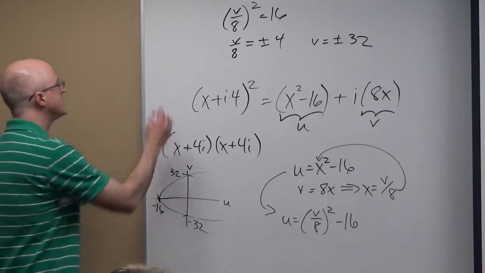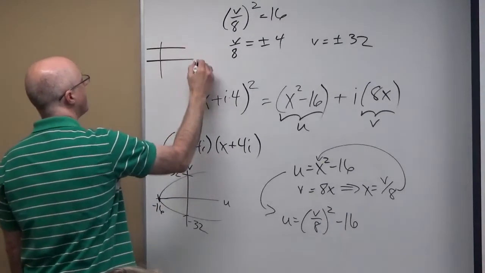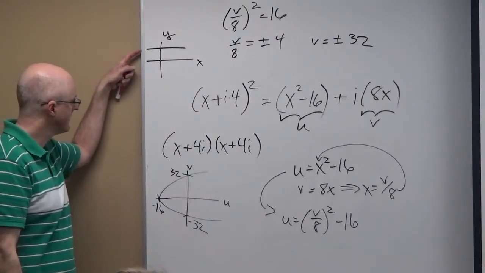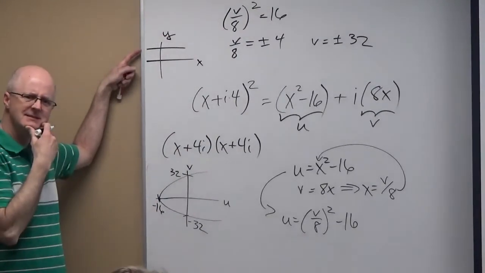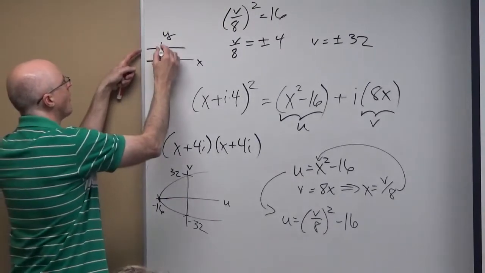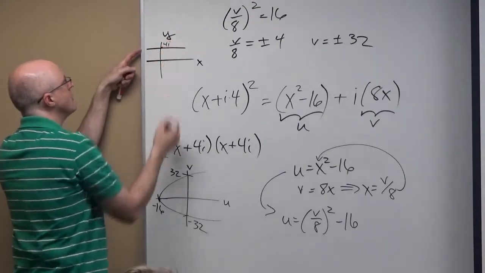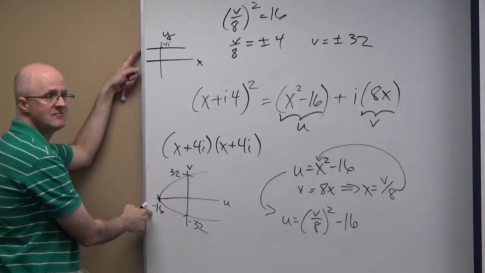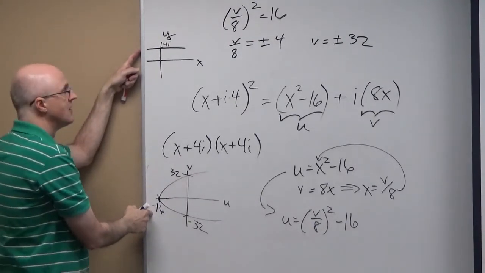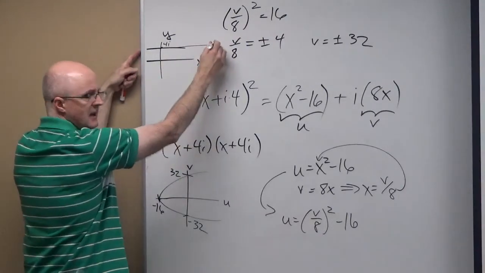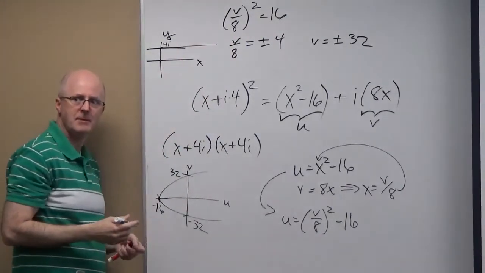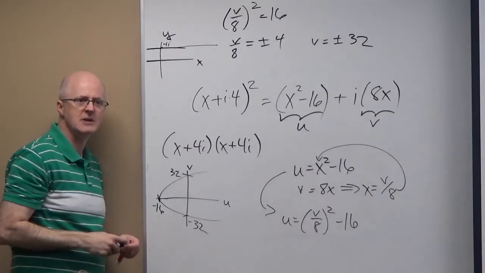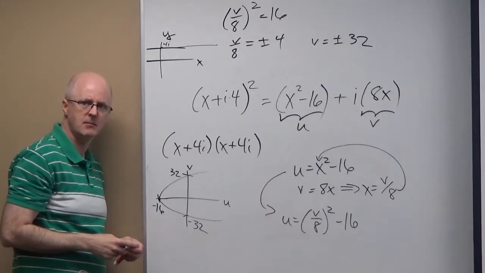So that would be the image of this thing in the xy plane under z squared. You should think about it if it makes sense. 4i gets mapped to, under squaring, to negative 16. That makes sense. Points way over here. What happens? You're squaring, so the modulus gets squared and the argument gets doubled.